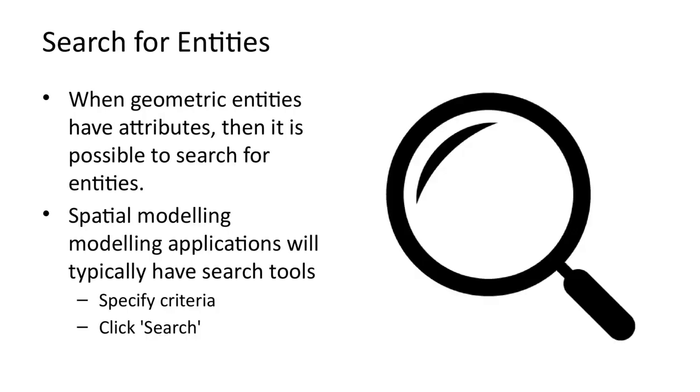When geometric entities have attributes, it is useful to be able to search for entities. Search tools can be found in many spatial modeling applications. Such applications usually have some kind of user interface to help users construct valid queries. These queries are more structured than the typical internet searches performed by search engines. We will do examples of 2 such applications to see how queries are formulated: Qgis and Archicad.